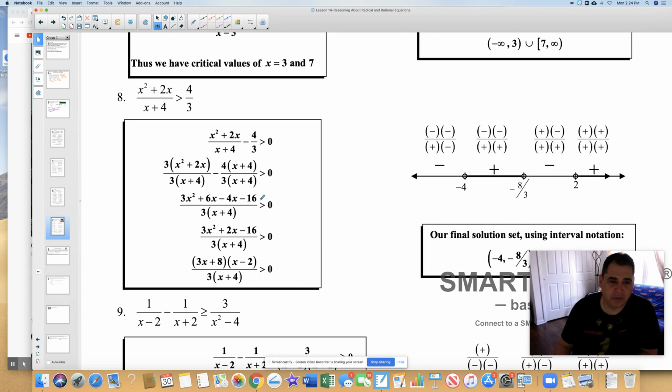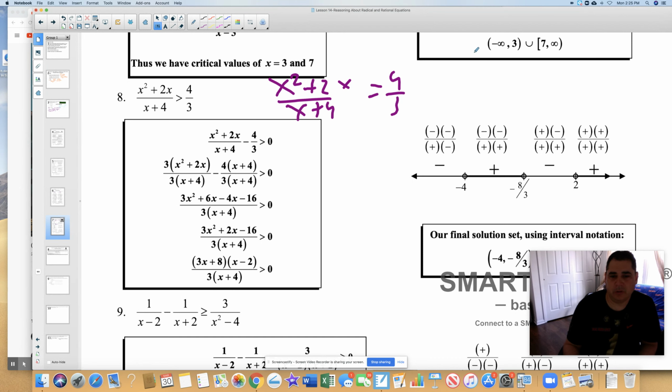They're doing it a little bit differently. I would set this equal. -4 would make this undefined, so that's why -4 is a possible root. Open circle. Set this equal to 0, and then you solve. So let's see what that would look like. So you have x squared plus 2x over x plus 4 is equal to 4 over 3. Now what I'm going to do is cross multiply. 3x squared plus 6 is equal to 4x plus 16.